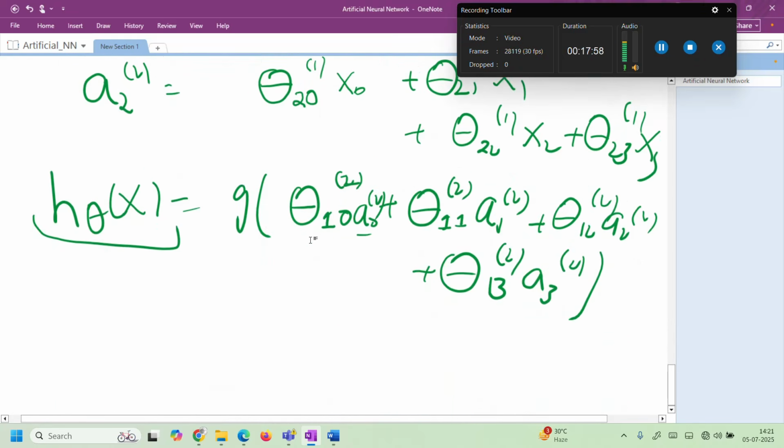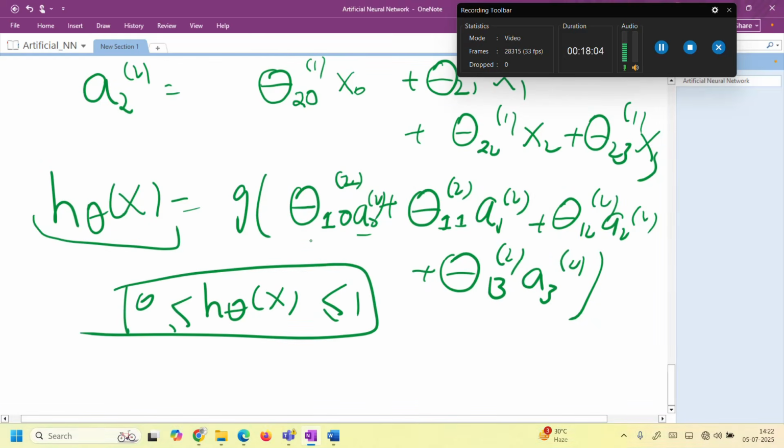So finally this h theta of x, if you use sigmoid function, will lie between 0 and 1. If its value is greater than 0.5, you decide that the student will be placed. If it's less than 0.5, the student will not be placed, and you can make the decision. But it is expected that this will make a better decision because you have a lot of neurons contributing in making that decision regarding this classification.